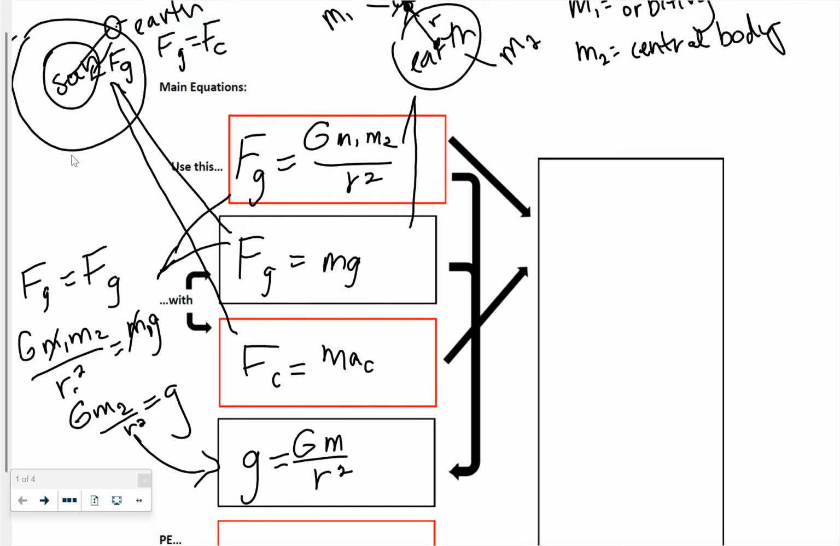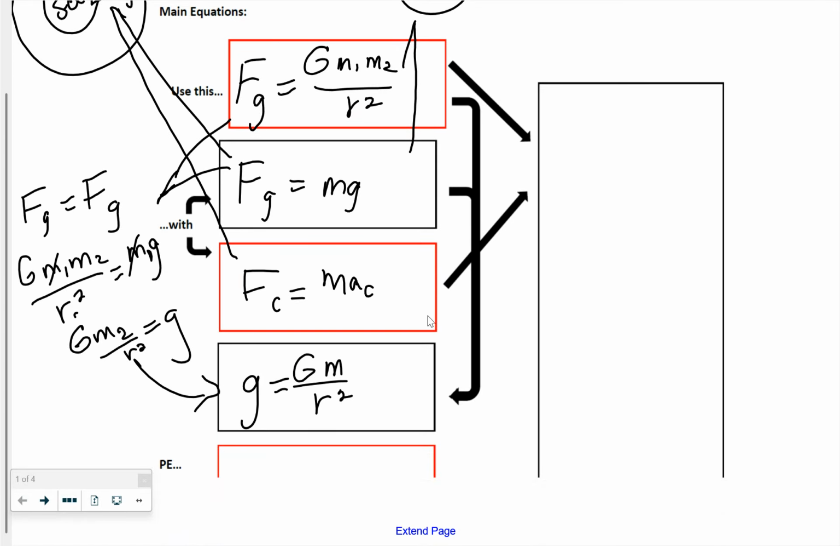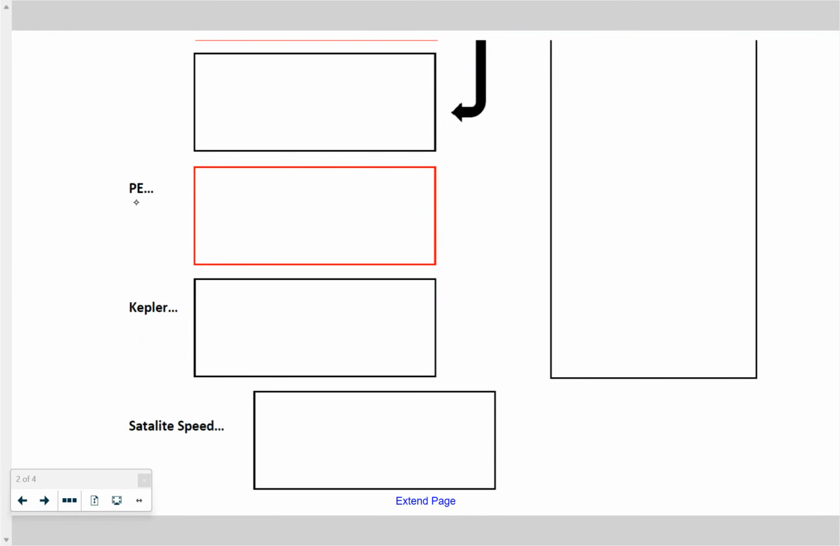The second type of problem is we have some central body and the other one orbiting a distance away from it. And from that equation, we're going to derive a new set of equations, actually. The only one we're not going to derive, and I'm going to jump to it here on the next page, is the potential energy equation. Potential energy equation is capital U, U sub G, gravitational potential energy, equal to negative big G m1 m2 over r.